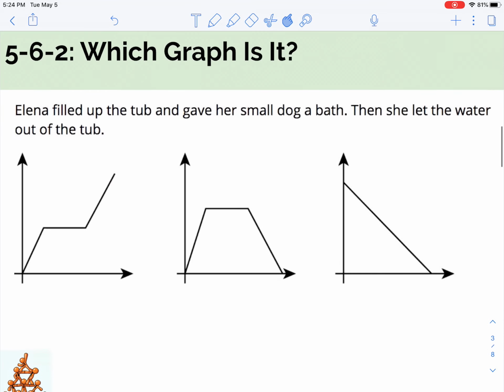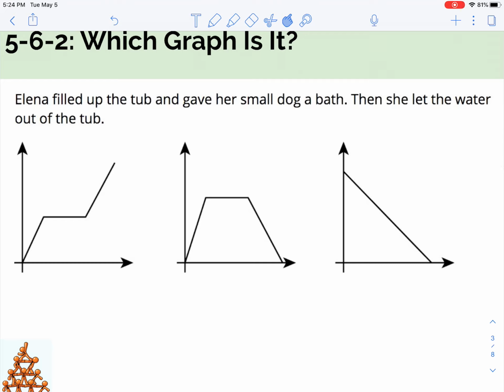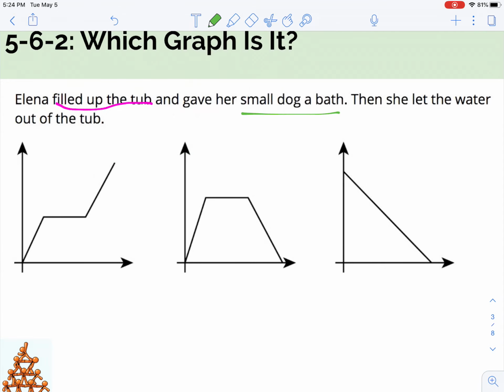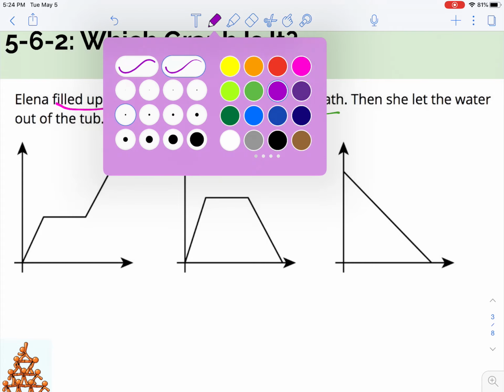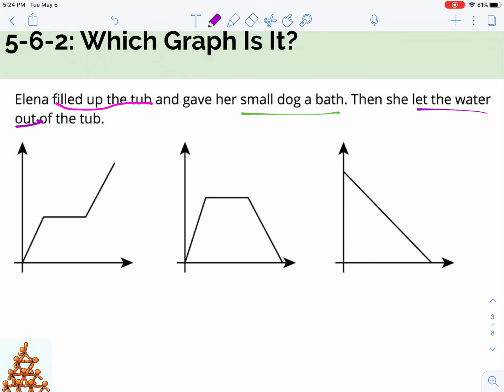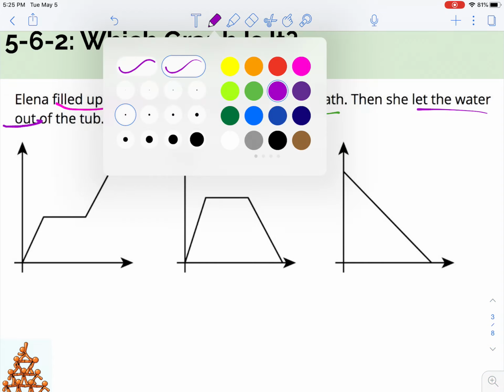Okay. Activity 2, which graph is it? Elena filled up the tub and gave her small dog a bath, and she let the water out of the tub. So, which one of these graphs would fit that situation? So first she filled up the tub. Then she gave the dog a bath. Then she let the water out. Oops, that was an accident. So that's 3 distinct phases.